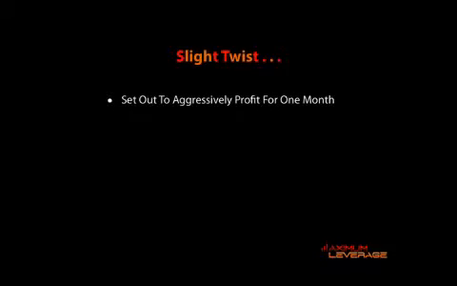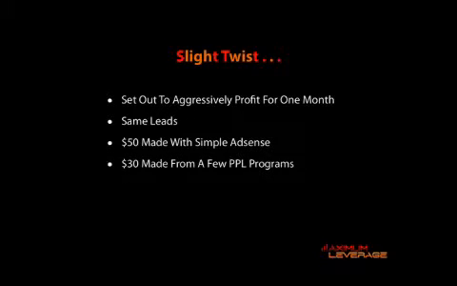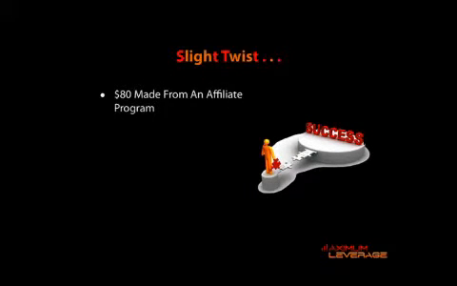Instead of just thinking about recruiting into our business, let's set out to aggressively profit for 1 month with the same exact number of leads. So let's say we, in our daily emails, make 50 cents from simple AdSense, $30 over the course of a month from a few pay-per-lead programs, $80 in that month from a few recommendation of products via affiliate programs. And with that 100 leads, we still recruit that one person and get our $50 commission.